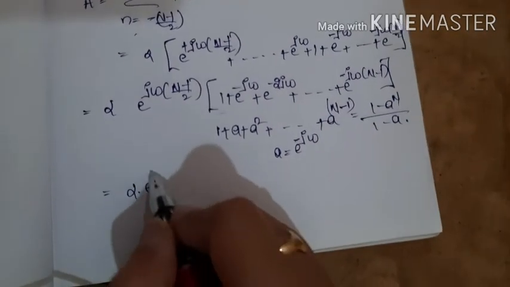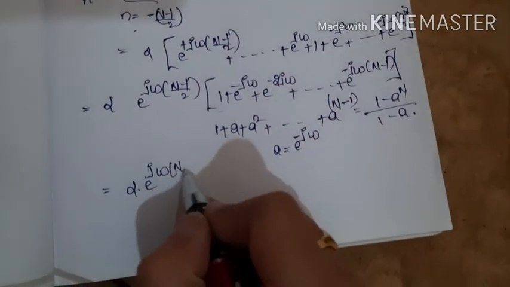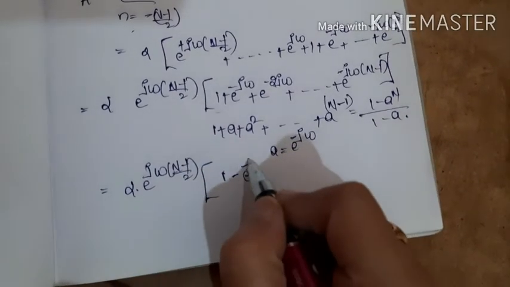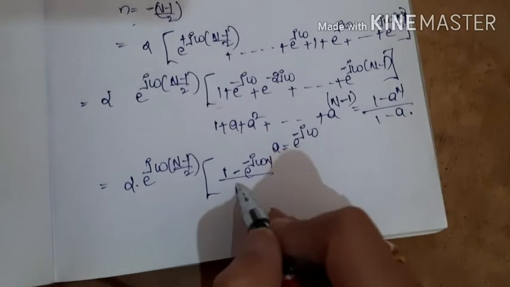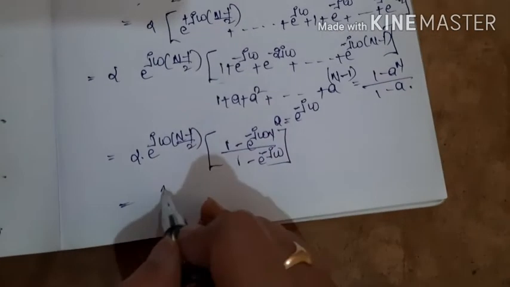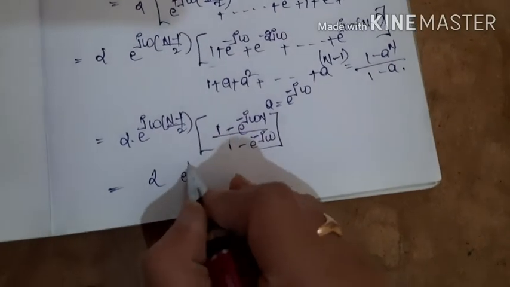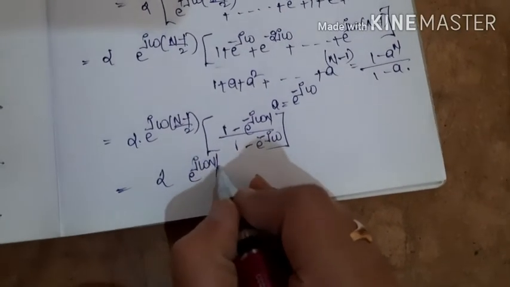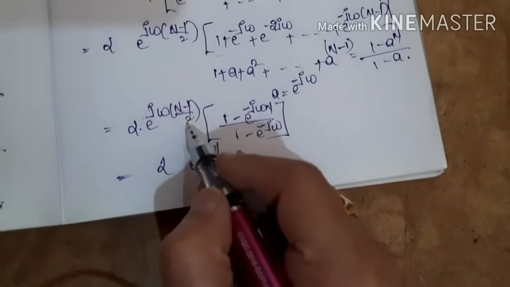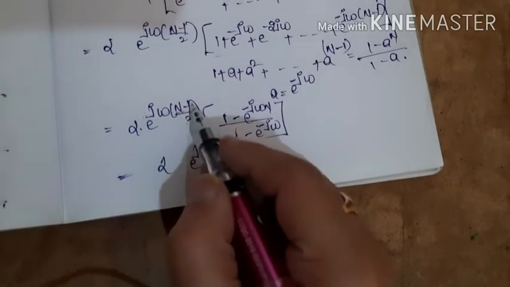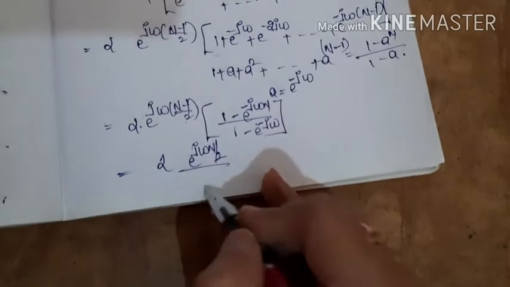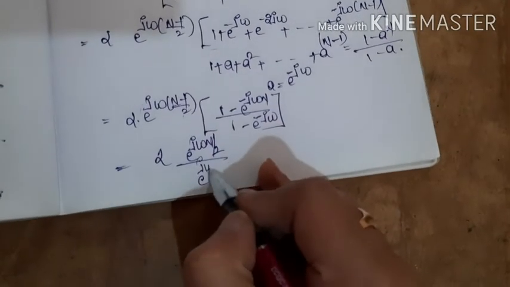So this can be written as e power j omega n minus 1 by 2 into 1 minus e power minus j omega n by 1 minus e power minus j omega. Multiply this inside by e power j omega n by 2. This function can be written as e power j omega n by 2 into e power minus j omega by 2. E power minus j omega by 2 can be written as 1 by e power j omega by 2.